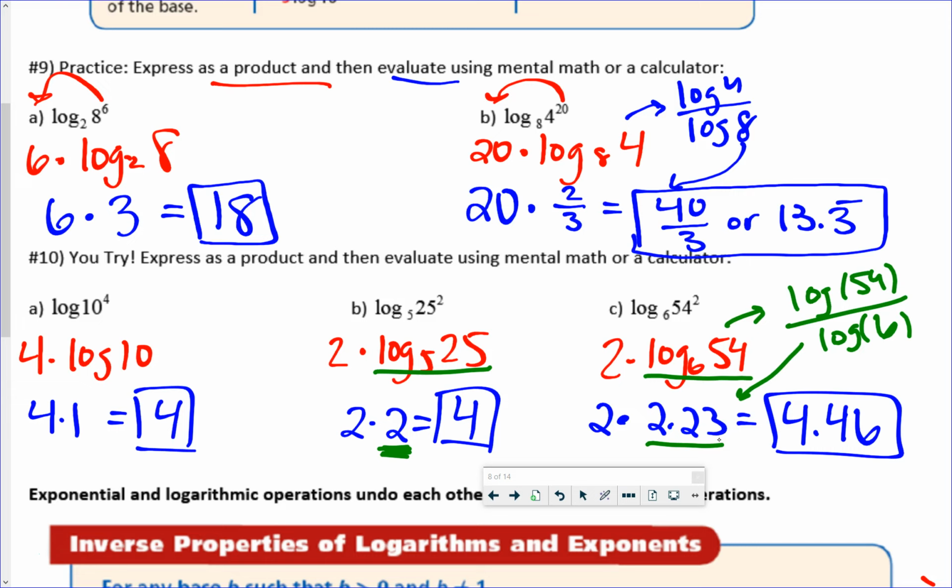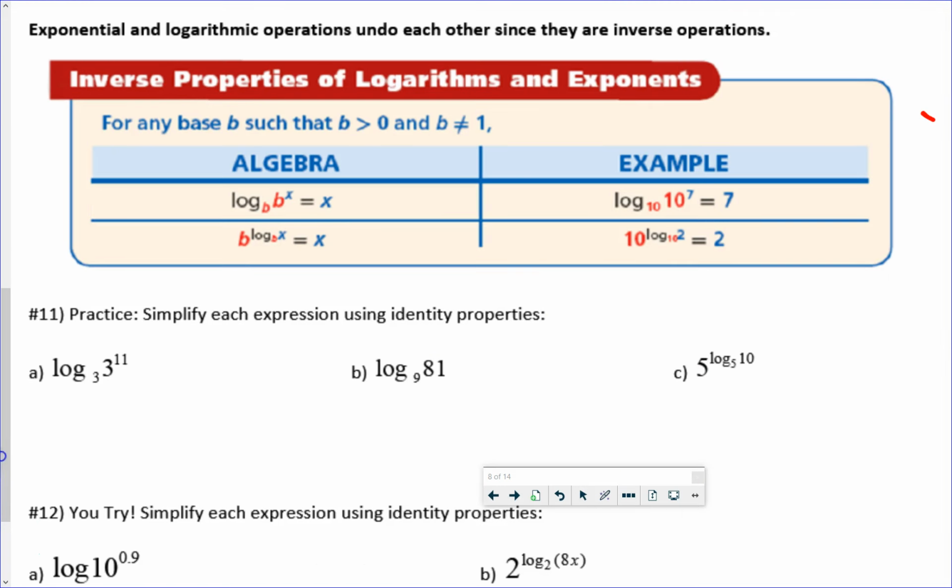All right, last property. It's probably going to be your favorite property. Inverses. I'm going to show you when you can cancel things out. Okay? So my inverse properties. We can cancel things out if their bases are matching each other. So if I have a log of an exponent and they have the same base, those get to cancel out. If I have an exponential function and in that exponent I have a log of the same base, they get to cancel out. And whatever is left is going to fall down and be our answer.